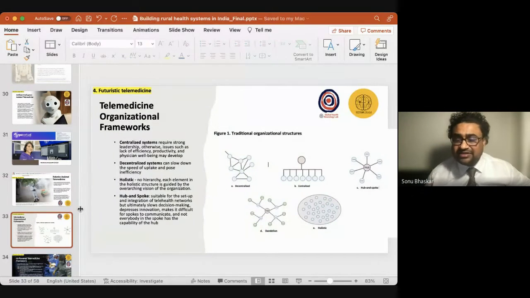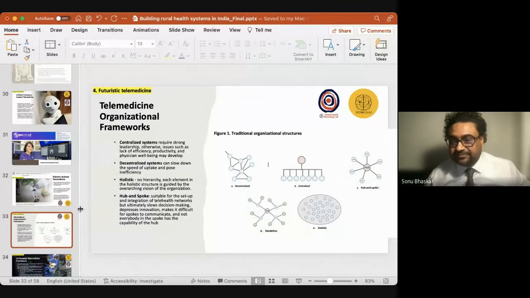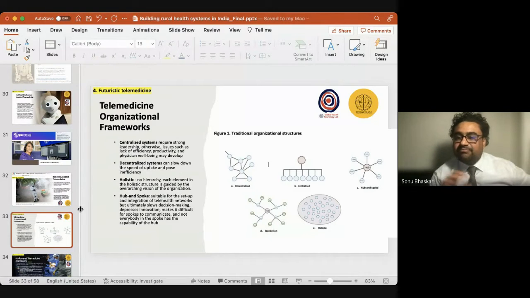Lastly, I want to talk about organizational framework around telemedicine. Now, this is key from a health systems perspective. Much of the architectures around telemedicine can be clubbed in different formats or frameworks. One of them is a decentralized framework where you have all of them talking to each other. Sometimes they're very chaotic and are not very efficient.